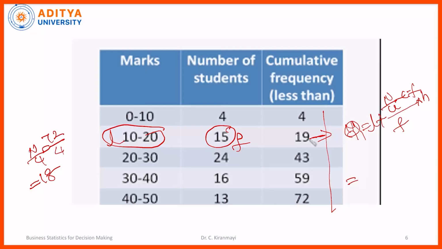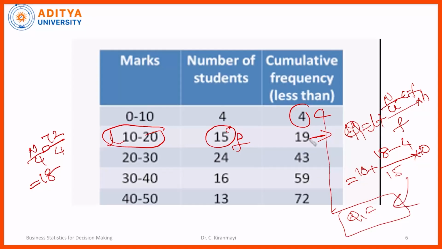So, the L value here is 10, n by 4 is 18, the cumulative frequency of the preceding class is 4, and the frequency of the class is 15, into 10. If you compute this value, we will obtain the first quartile. This is the value which divides the whole data such that the first part covers 25% of the data, and the second part consists of 75% of the data.